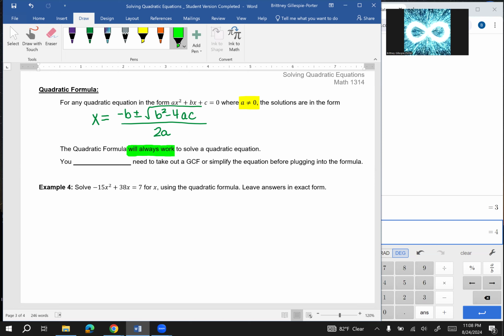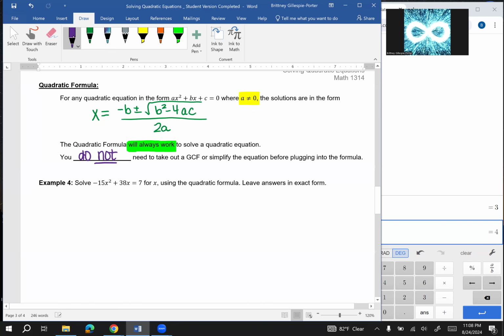We know that things don't always factor. We know that we can't always use the square root property. Sometimes things get icky. We have imaginary numbers, we have radicals, we have decimals. Quadratic formula doesn't care, it will get you the answer. And even better, you do not need to take out a GCF or simplify the equation before plugging into the formula.